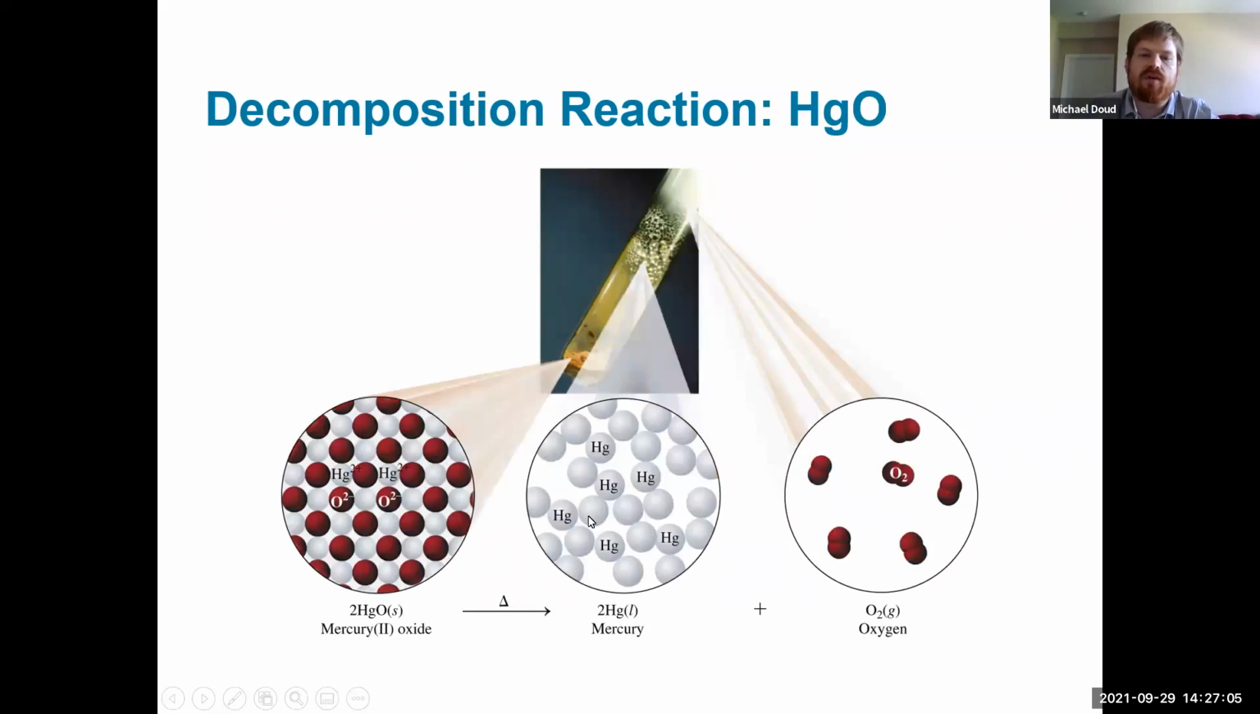And this is another example. Of course, this isn't one that we would do in lab because it involves mercury. But if you take mercury 2 oxide and heat it, you end up with liquid mercury and then gaseous oxygen.